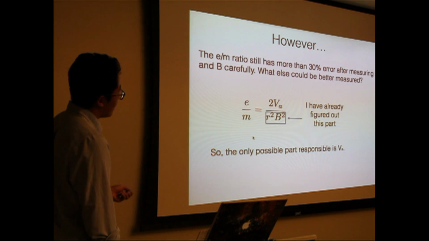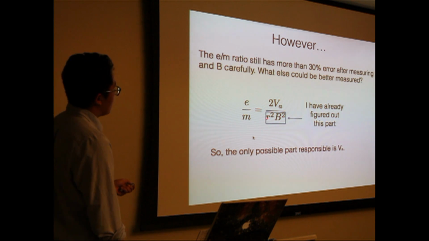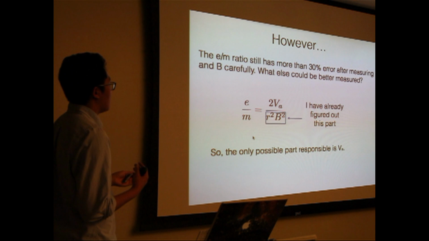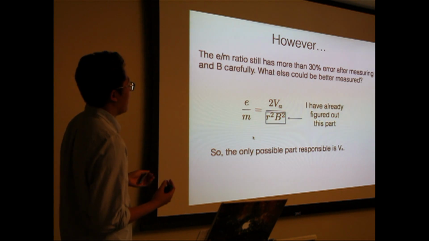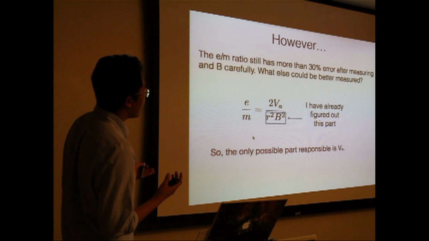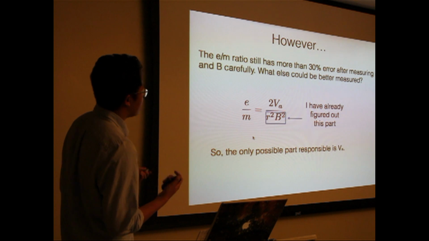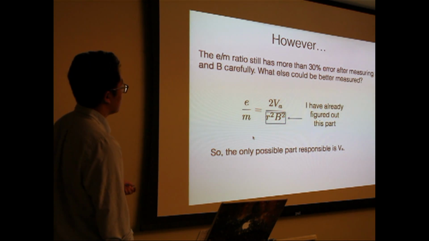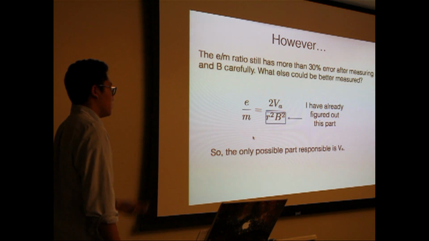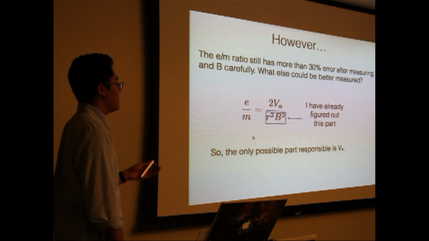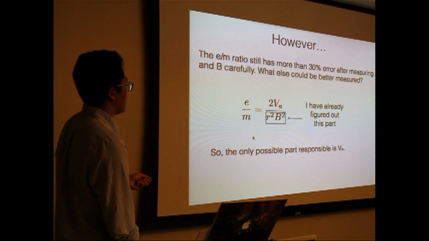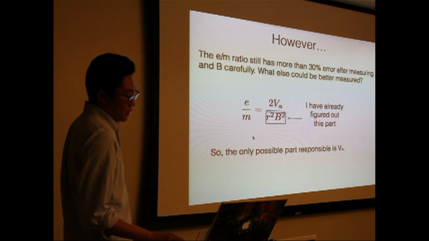However, as we already discussed, there's still a 30% to 35% experimental error, even though we improved the method to get a better radius and magnetic field. So the only thing possibly responsible for this error is the remaining accelerating voltage.